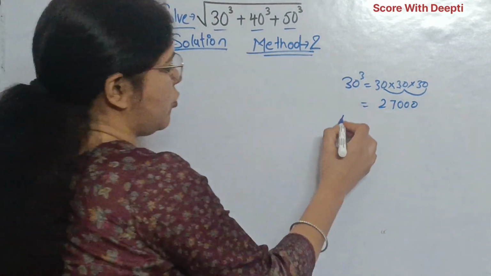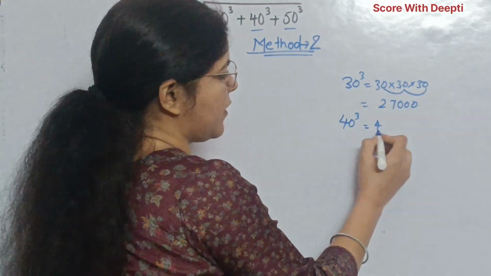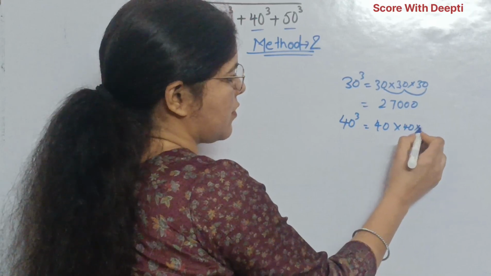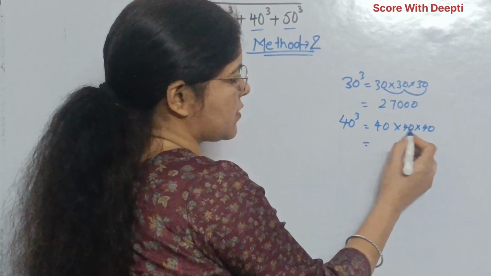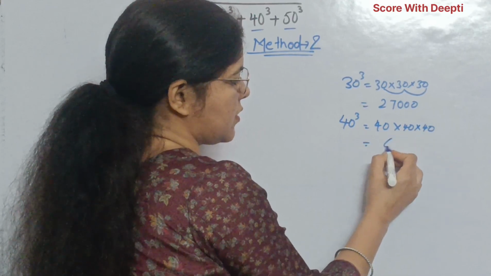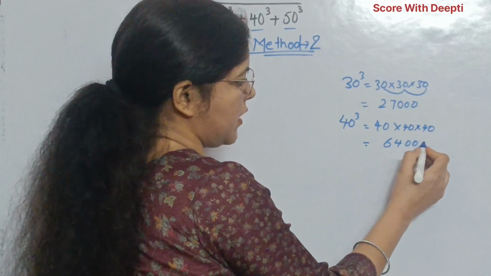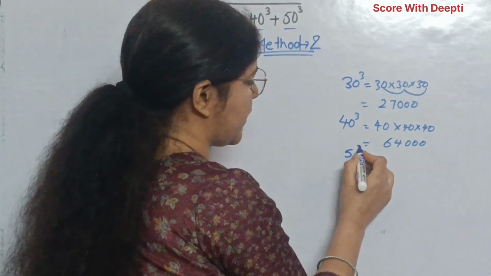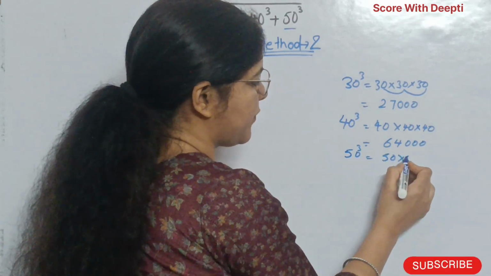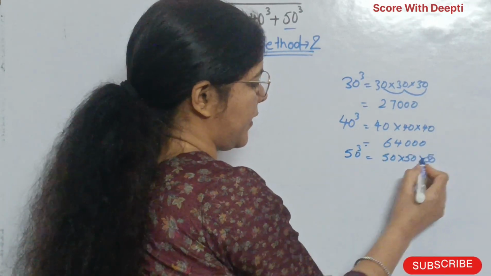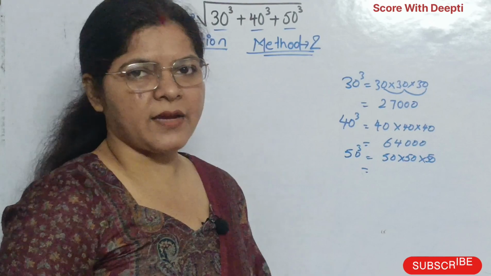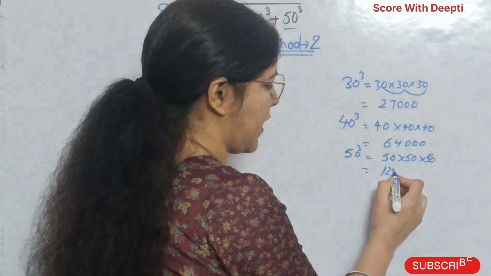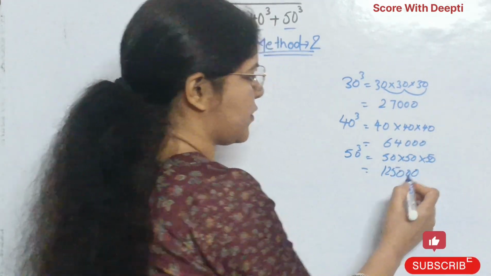Next 40 cube means multiply 4 three times, and here we get 4 4 is 16, 4 16 is 64, 3 zeros. Next we find the value of 50 cube, and 50 cube means 5 three times, and here we get 5 5 is 25, 25 5 is 125, 0 three times.